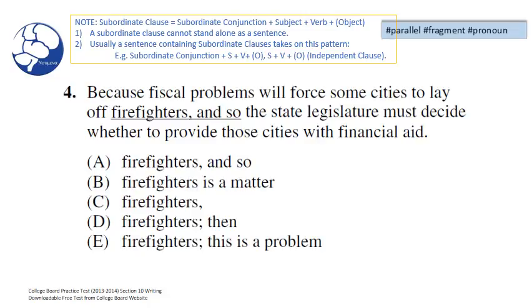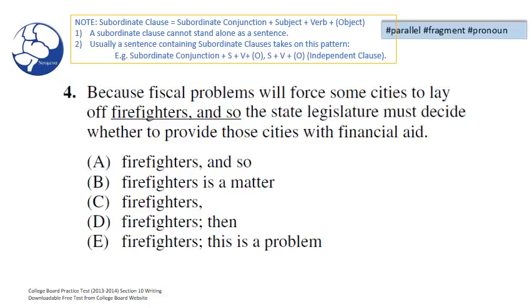Subordinate clauses include a subordinate conjunction, plus a subject, plus a verb, and sometimes an object. Now, you should note that a subordinate clause cannot stand alone as a sentence. What does that mean? Well, that means a subordinate clause by itself would be a fragment. Also, usually a sentence containing subordinate clauses takes on this pattern: a subordinate conjunction, a subject, a verb, sometimes an object, comma, subject plus verb plus an object again, possibly. That last part you can refer to as an independent clause.